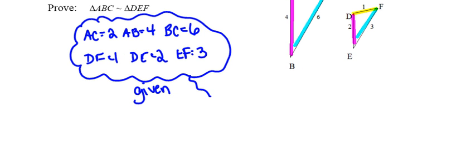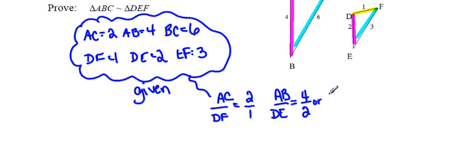So when I compare the smallest pairs of sides, I'm comparing AC to DF. Remember, a ratio is just a comparison between two numbers. I can compare anything I want to. I'm going to compare the medium-sized sides. So that comparison ends up being 4 to 2, but when simplified is really just 2 to 1. And then lastly, I'm going to compare the longest pairs of sides. And that ratio too, when I simplify it, is really just 2 to 1.